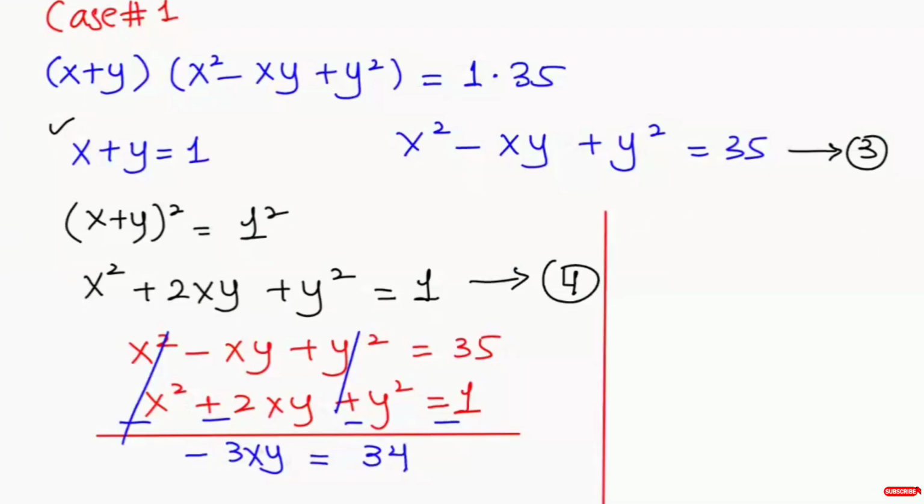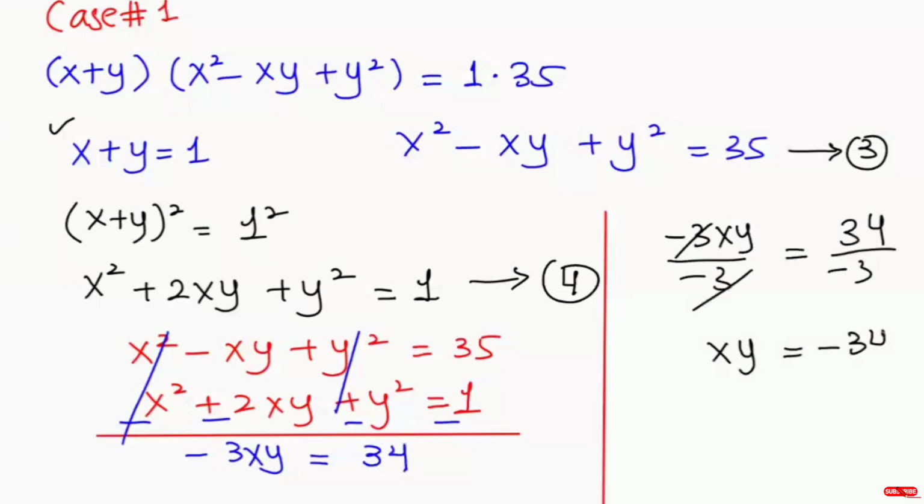Now this 3 is multiplying, so it is going to divide both sides. So I'm going to write minus 3xy over minus 3 is equal to 34 over minus 3. Here this and this are going to cancel out. Here we will get xy is equal to minus 34 over 3. Here x and y are positive integers, so the product xy should be positive, but here we get a negative, so this case is going to be rejected.